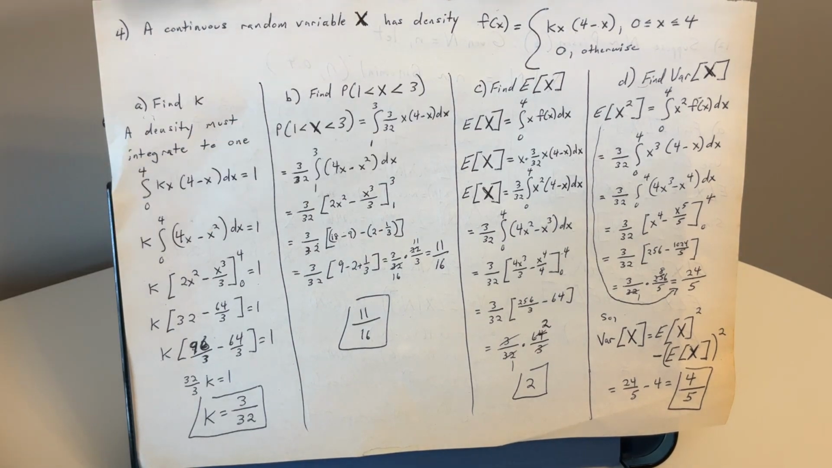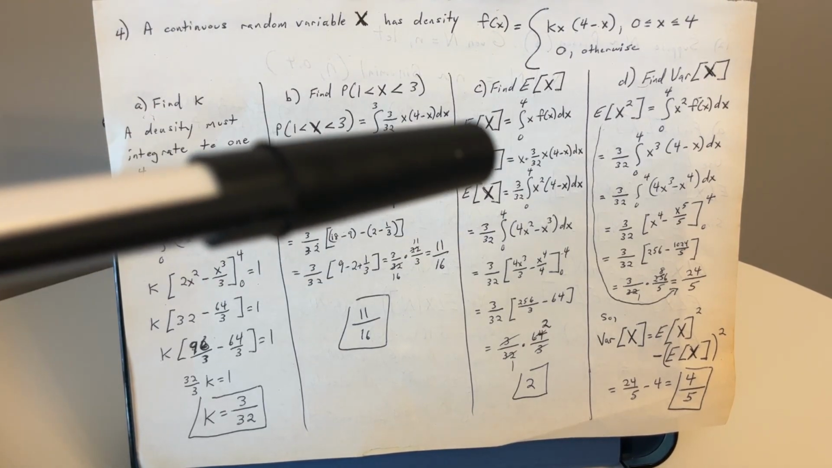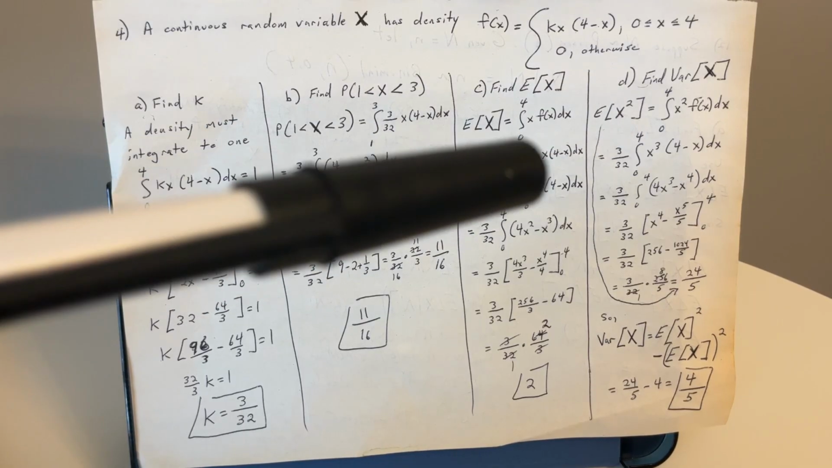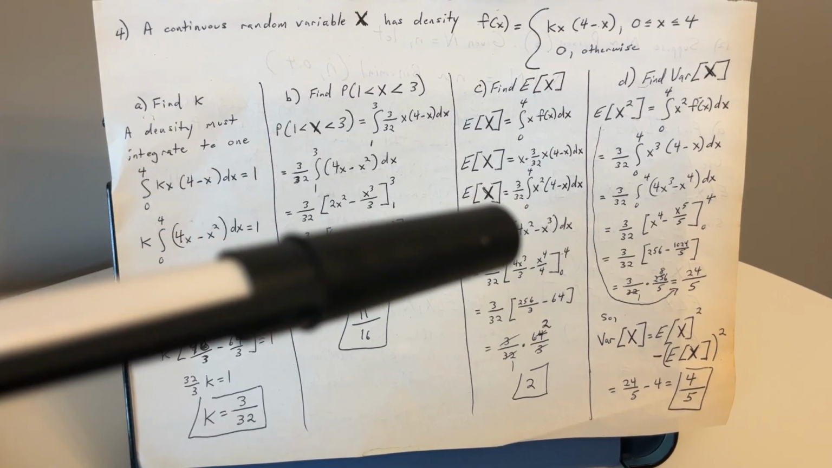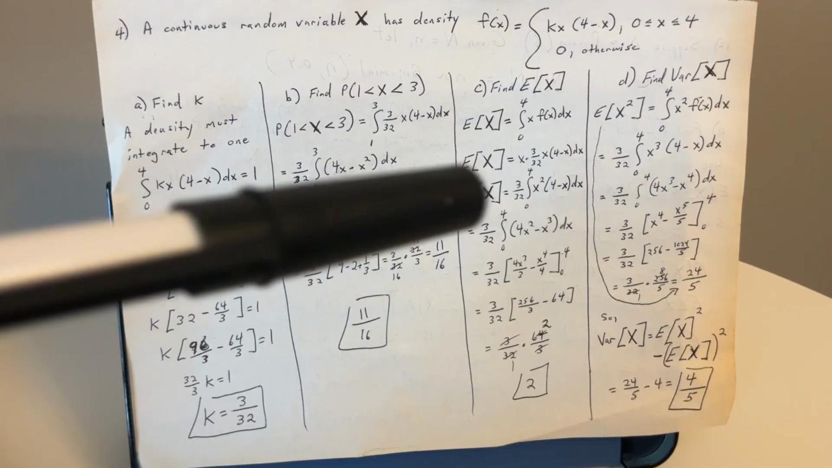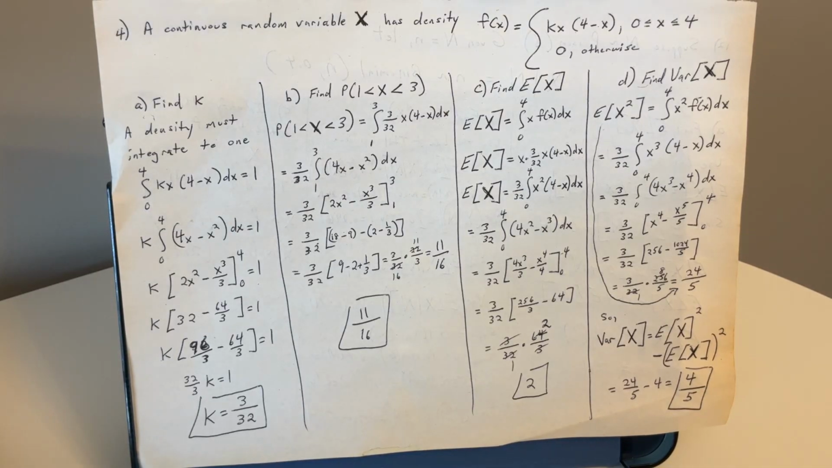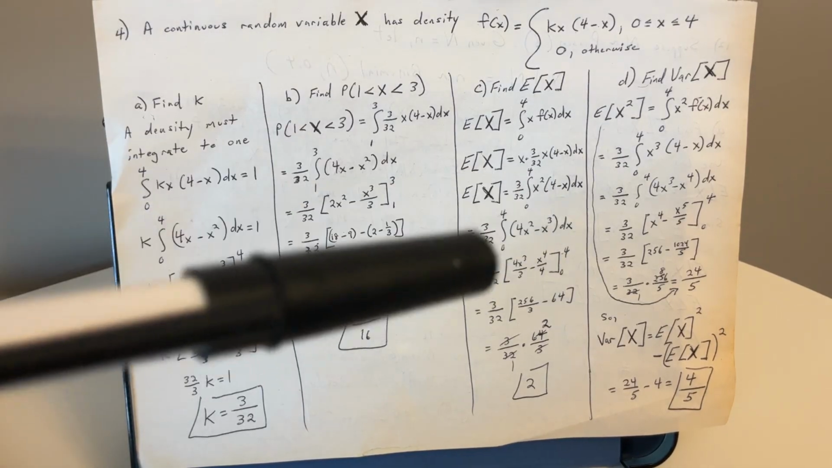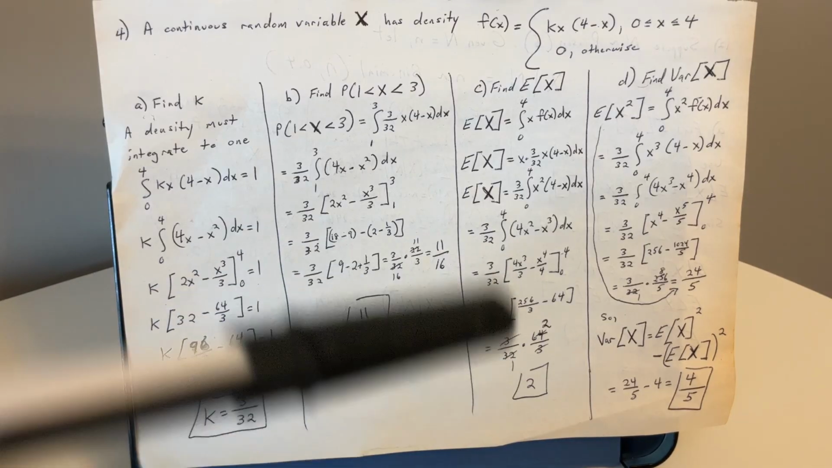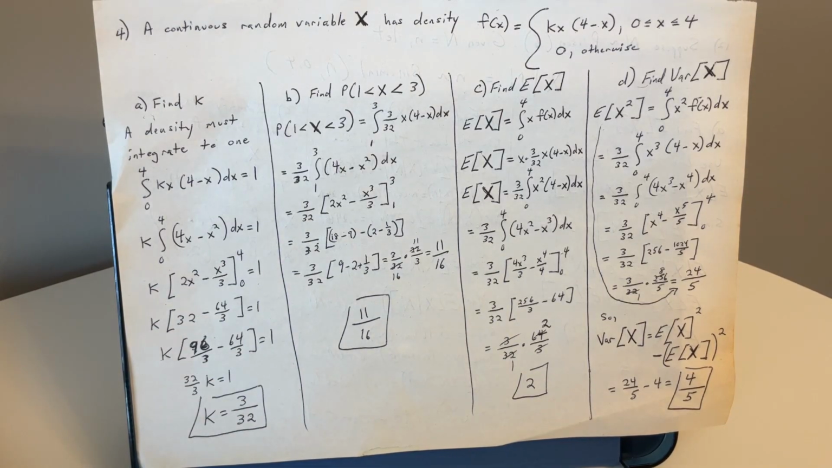For letter C, we want to find the expected value. To get the expected value, we integrate again, from 0 to 4, x times f of x dx. So it's x times the density we had here. Basically it's just integration in terms of one variable. Integrating, we wind up with the value of 2 for the expected value.